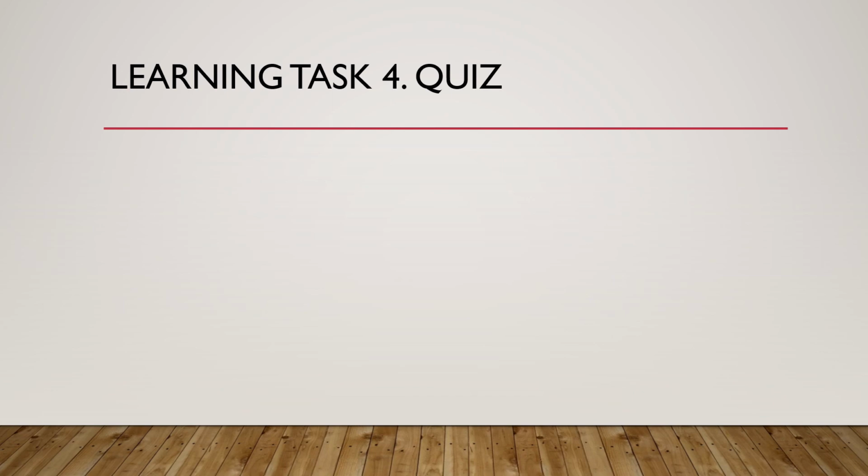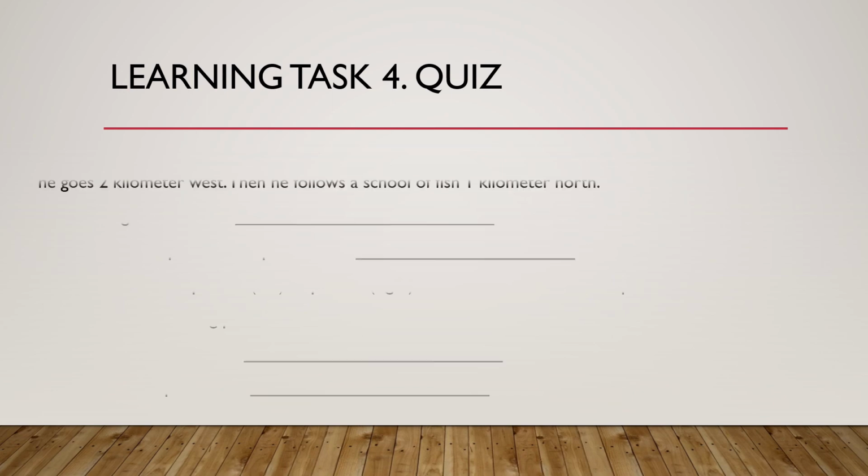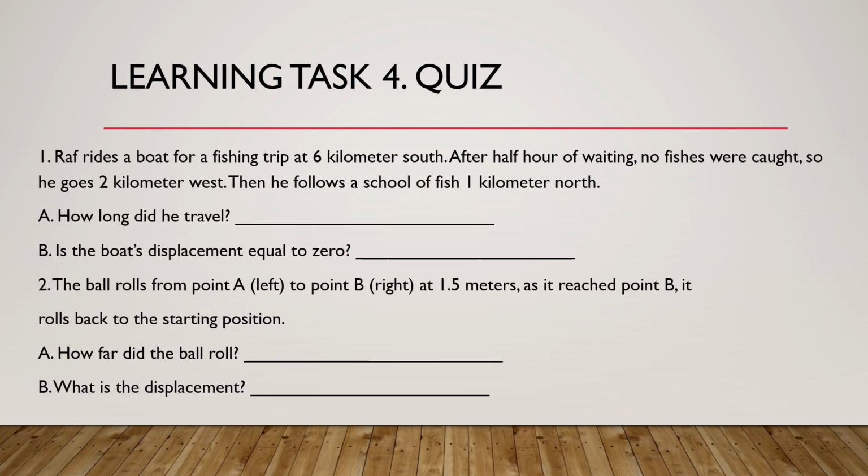So, learning task 4. This will be your quiz. Lahat ng sagot nito ay ilalagay lamang sa worksheet na printed. So, number 1. Ralph rides a boat for a fishing trip at 6 kilometers south. After half an hour of waiting, no fishes were caught. So, he goes 2 kilometers west. Then, he follows a school of fish 1 kilometer north. Anong sabi dito? Nag-fishing daw si Ralph. Nagpunta siya 6 kilometers south.